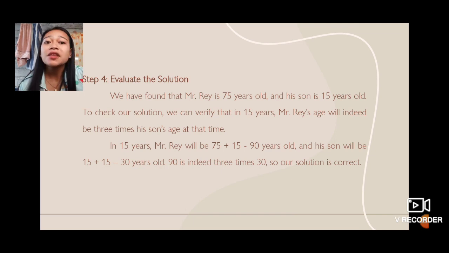So in 15 years, Mr. Ray will be 75 plus 15 minus 90 years old. And his son will be 15 plus 15 minus 30 years old. 90 is indeed 3 times 30. So our solution is correct.